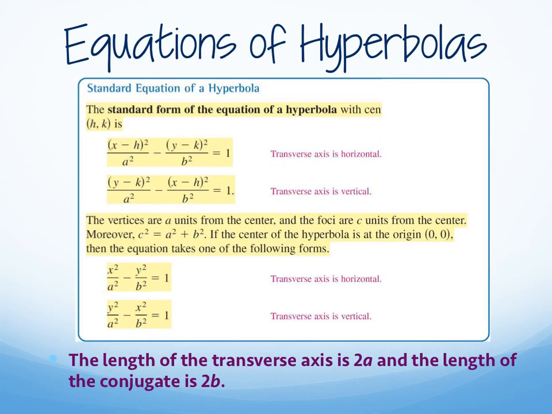Okay, this one puts together all the equations. So standard form of a hyperbola, notice that the difference is there's a minus between these two terms now. With an ellipse, it was plus. With a hyperbola, it's minus. I don't know what happened here. The end of the word center got cut off.